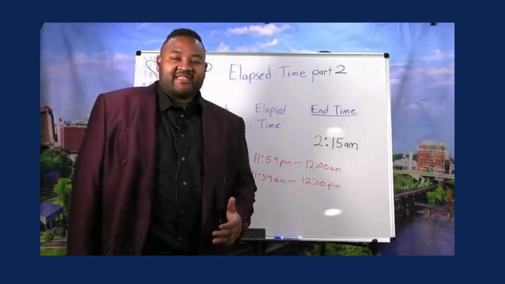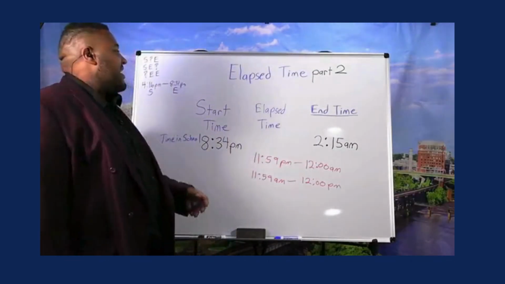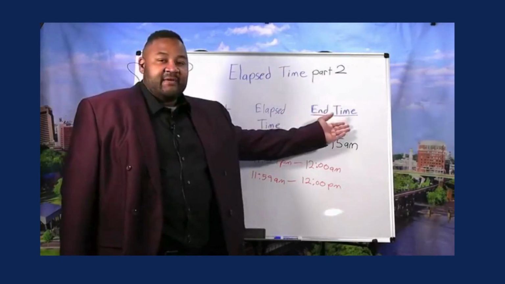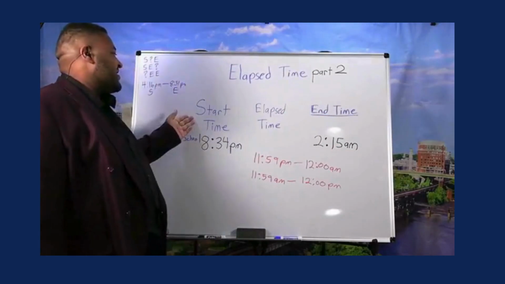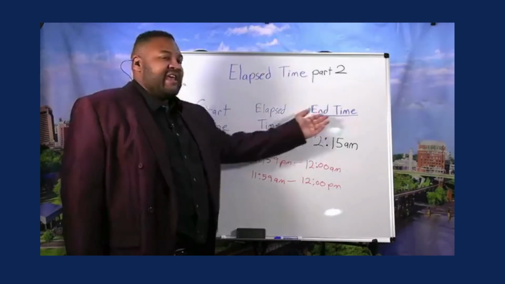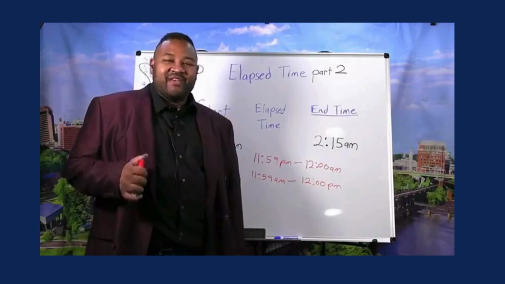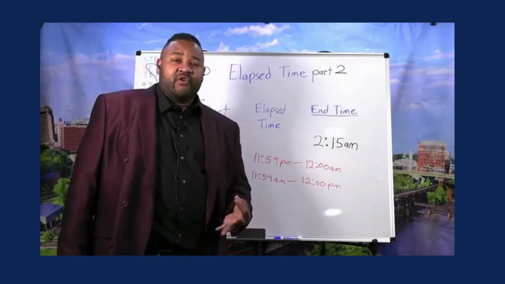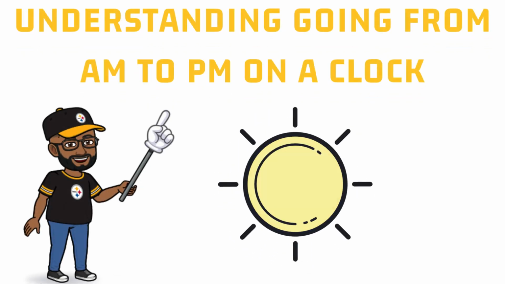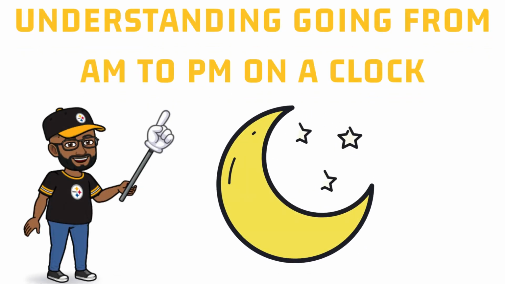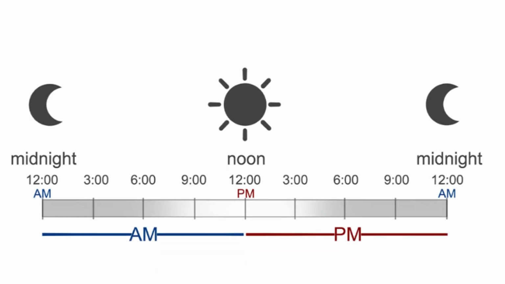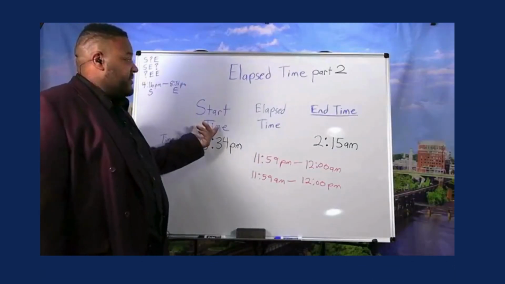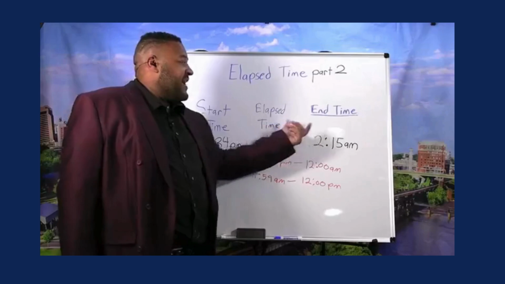Any time that we talk about elapsed time, understand this for me. We have a start time, elapsed time, and an end time. Once again, we have a start time, elapsed time, and an end time. That's going to be the key thing that we need to make sure that we have. So this is our vocabulary for elapsed time: a start time, an elapsed time, and an end time.